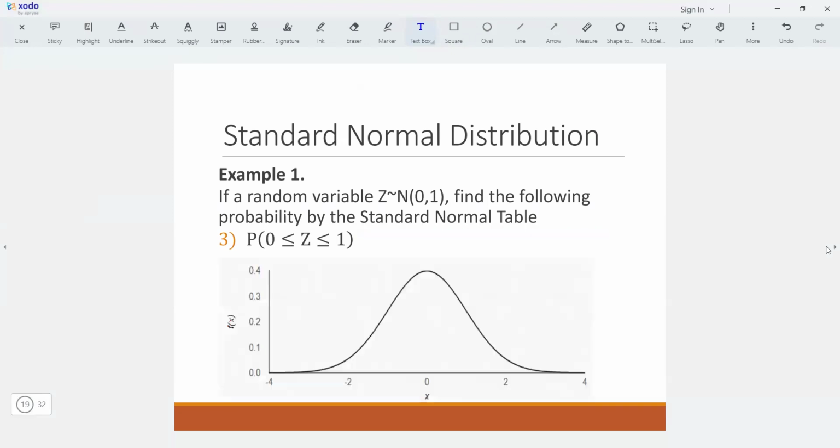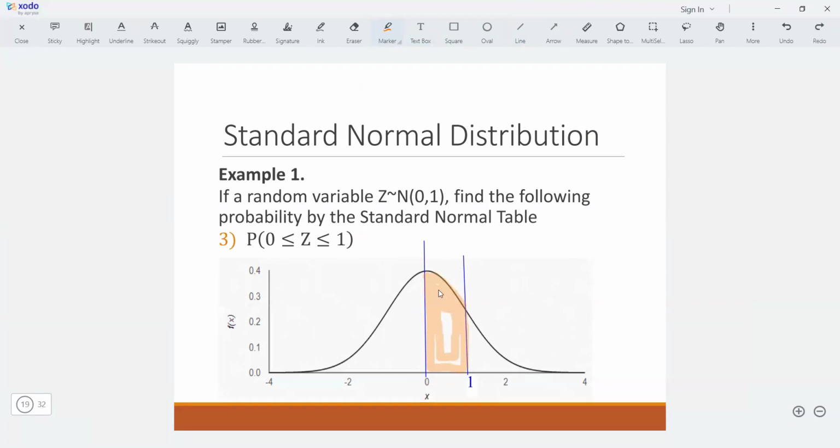Now I want to explain a little more about what it means for our random variable to be between two values. If we look at our bell-shaped graph, for example, here I draw one line at 0 and another line at 1. The probability between these two boundaries is the area under the bell shape between these two boundaries.